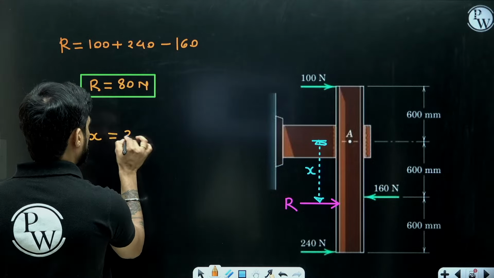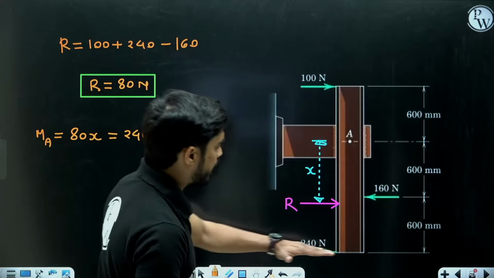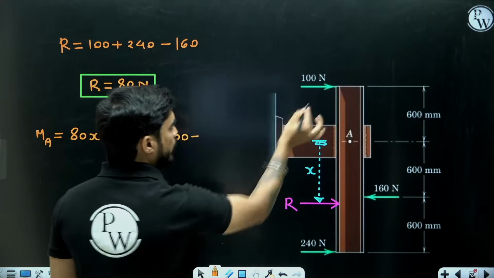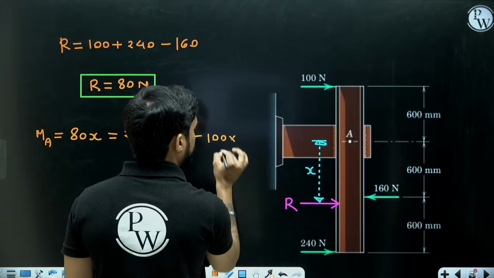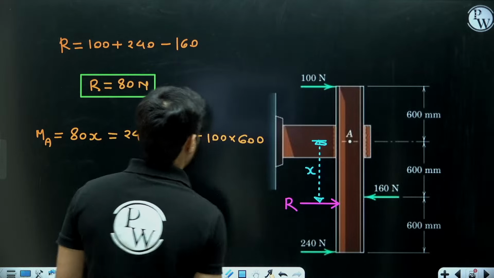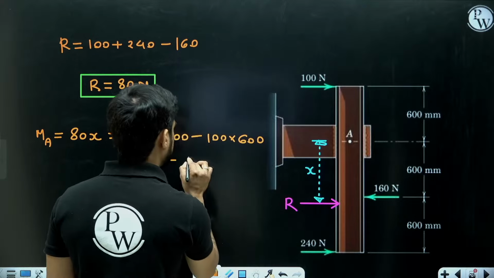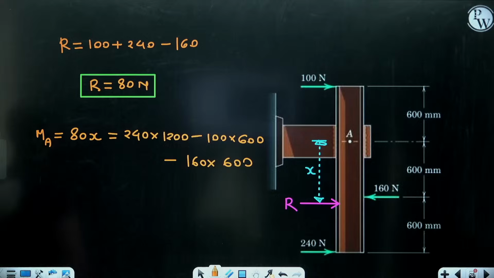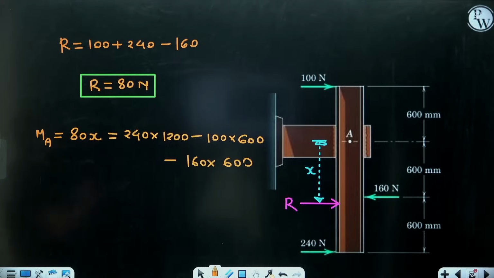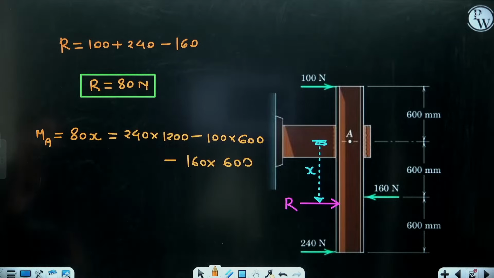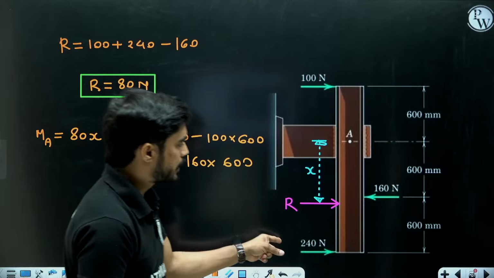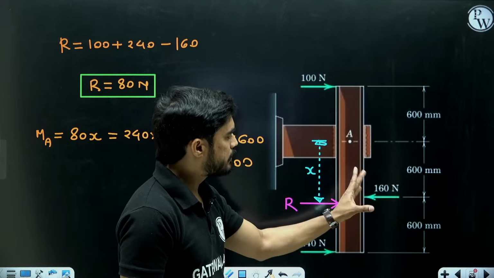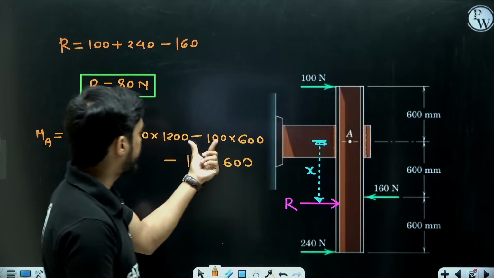So equal to 240 multiplied by, what is the distance? 1200, minus moment of 100 clockwise, 100 into 600, minus moment of 160 also clockwise. I hope you understand this point. Moment of R is anti-clockwise. I have assumed it positive. So moment of 240 is also positive as it is also anti-clockwise. But moment of 100 and 160 Newton will be clockwise. So it is considered negative.